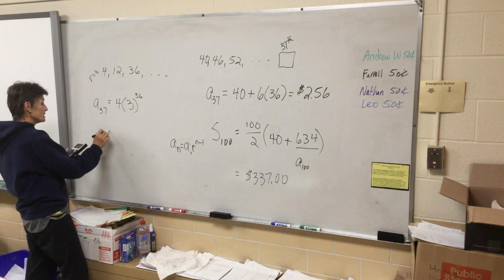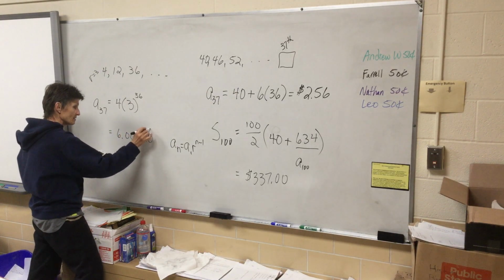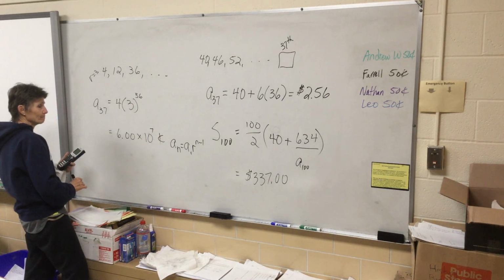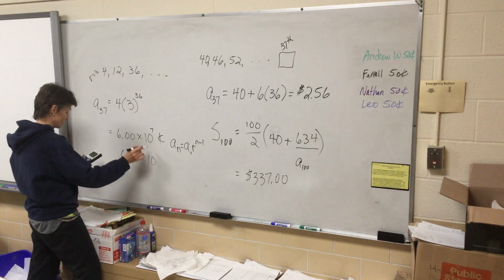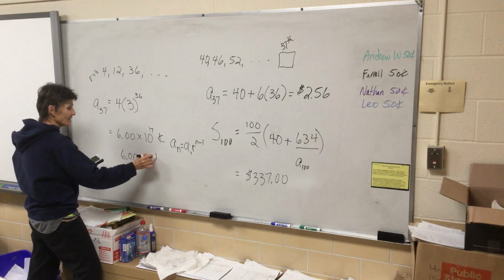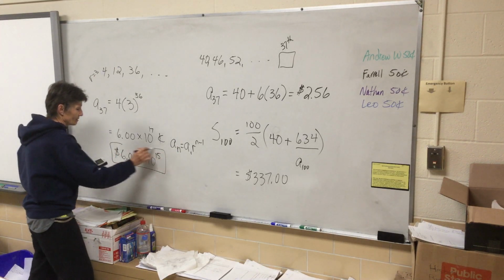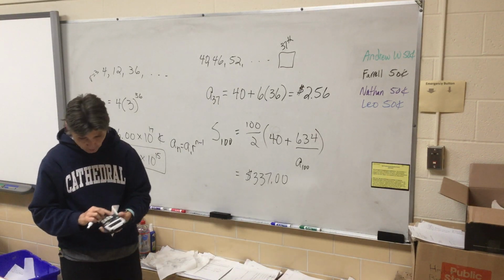Okay, now the number comes out to be 6.00 times 10 to the 17th, but that would be cents, right? So that's 6.00 times 10 to the 15th dollars. Good luck with that, Grace.